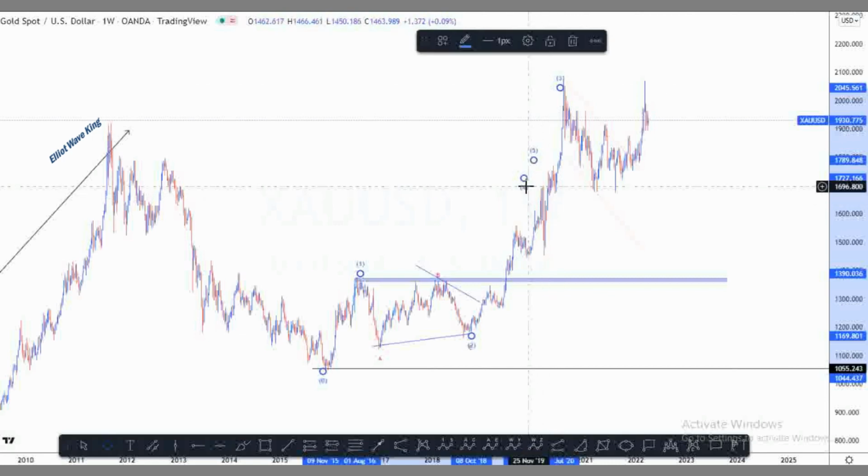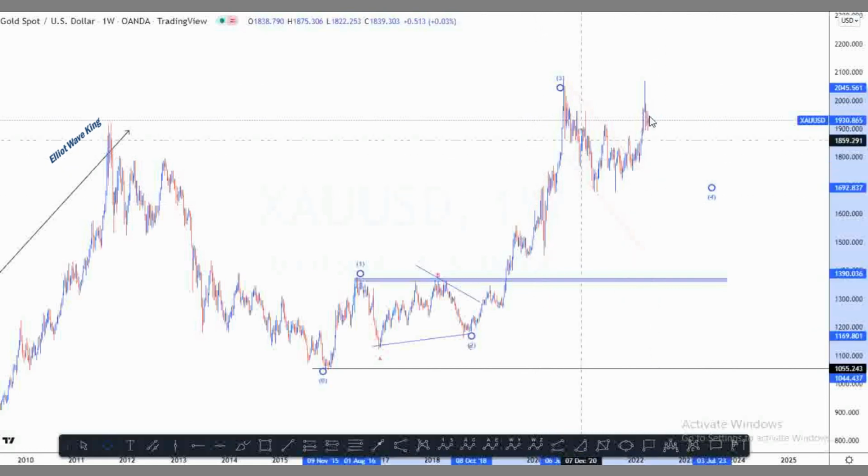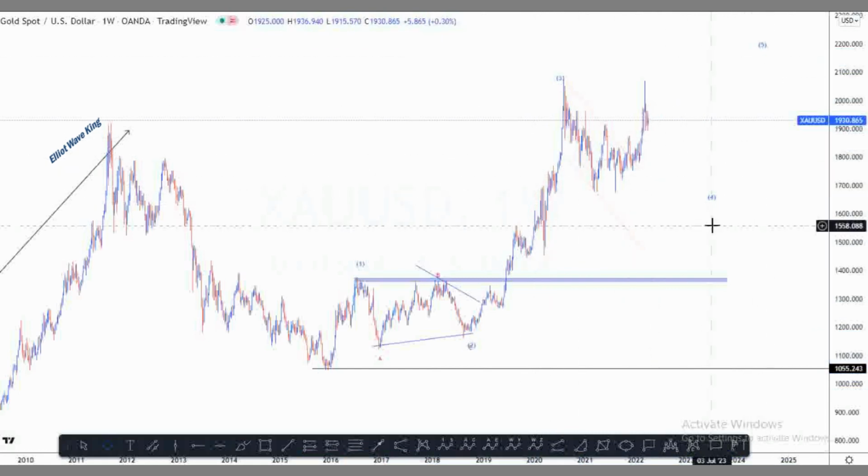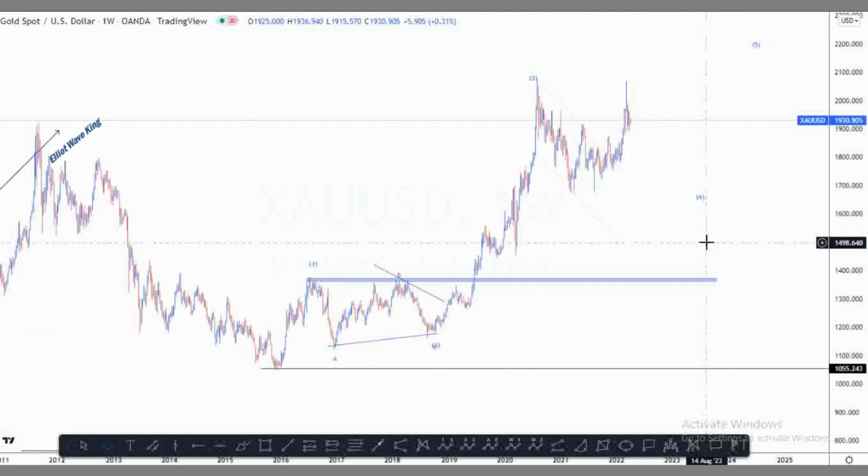then what I'm going to be working on is a wave 4. Okay, so for you guys that understand this concept here, it's really easy for you to follow this analysis right here.